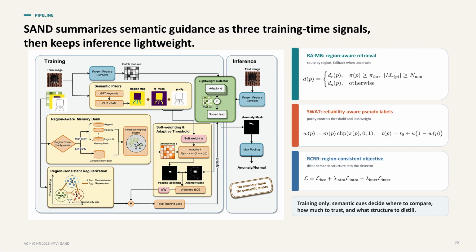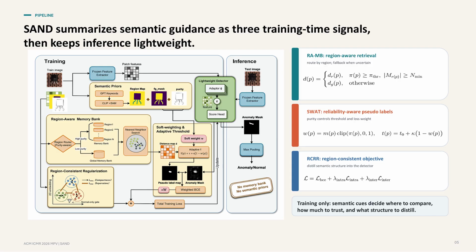Second, SWAT changes how much we trust each pseudo-label. The reliability weight is computed from foreground confidence and region purity. A high-purity foreground patch receives a stronger weight. A boundary or background patch receives a lower weight. The same reliability signal also raises the pseudo-label threshold for uncertain patches. In other words, unreliable patches need stronger distance evidence before they are treated as anomalies, and they contribute less to the loss.